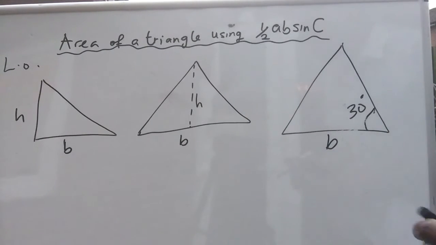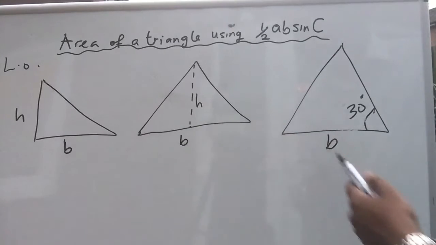Hi there. Our lesson objective today is area of triangle, finding the area of a triangle using half ab sine C. If you look on the board, there are three types of triangles.